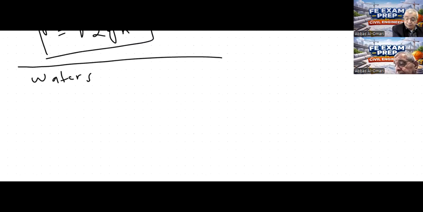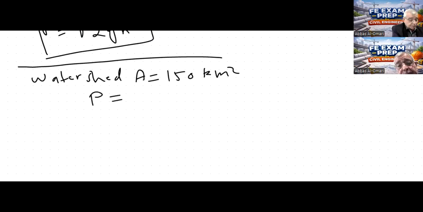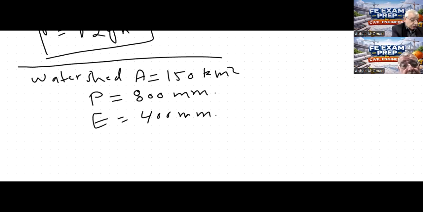Area equals 150 kilometers square. And we know the precipitation is 800 millimeter, and the evaporation is 400 millimeter. And we want to determine annual runoff volume.